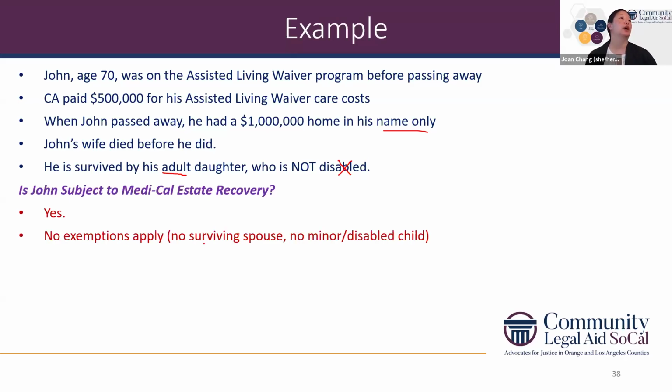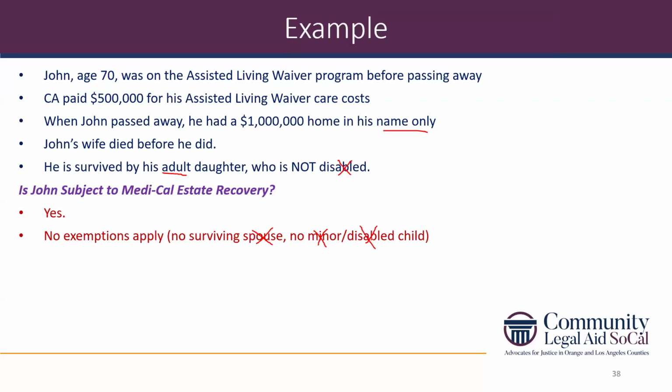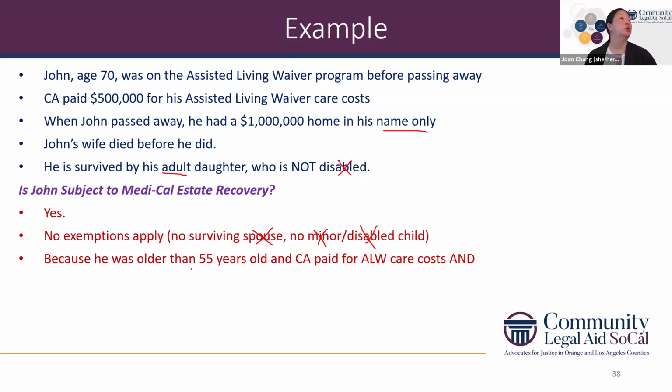No exemptions apply, right? He doesn't have a surviving spouse. He does have an adult daughter, so she's not younger than 21, and she's not disabled. She's an able-bodied adult daughter. Because he was older than 55, again, he was 70 at the time, and he got his assisted living waiver cost paid, which is subject to Medi-Cal Estate Recovery.